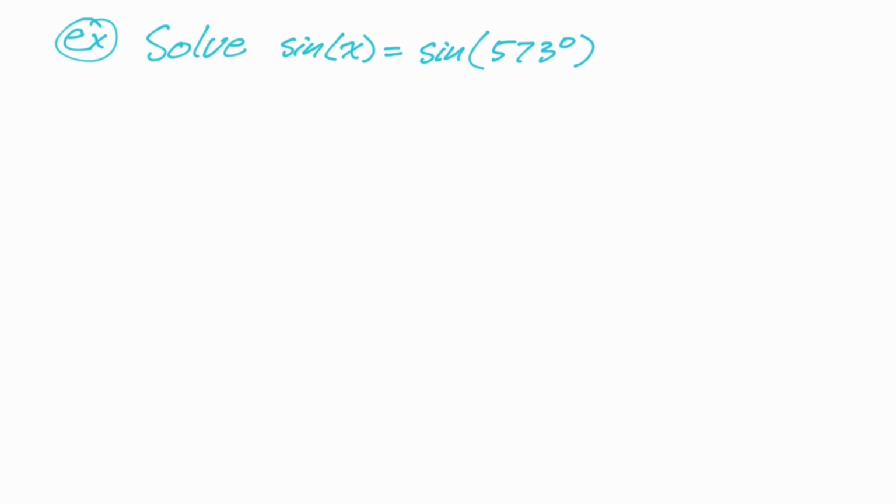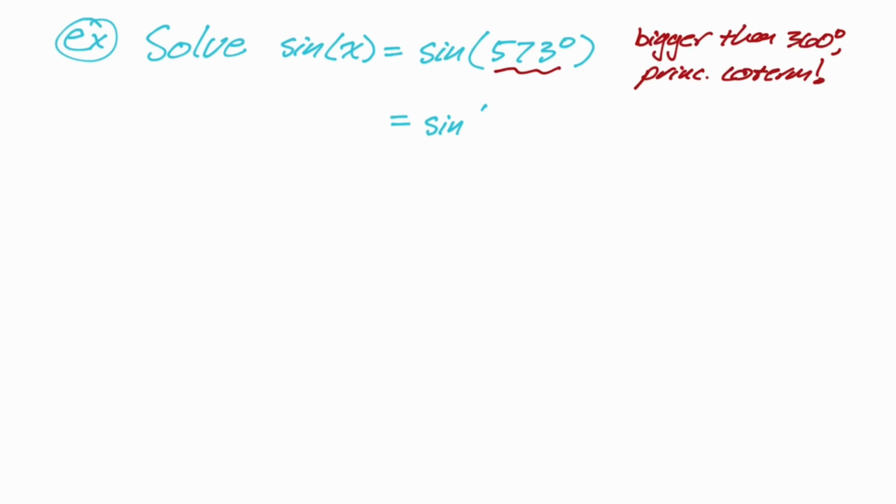So our first example, we're going to solve sine of x equals sine of 573 degrees. First thing that I notice is 573 degrees is bigger than 360, and because of that, we want to find the principal coterminal angle. So we're going to rewrite this as the sine of the principal coterminal. So I'm just going to subtract off the 360.